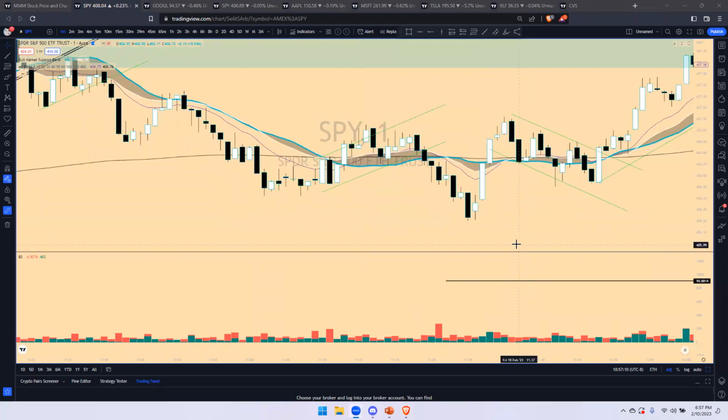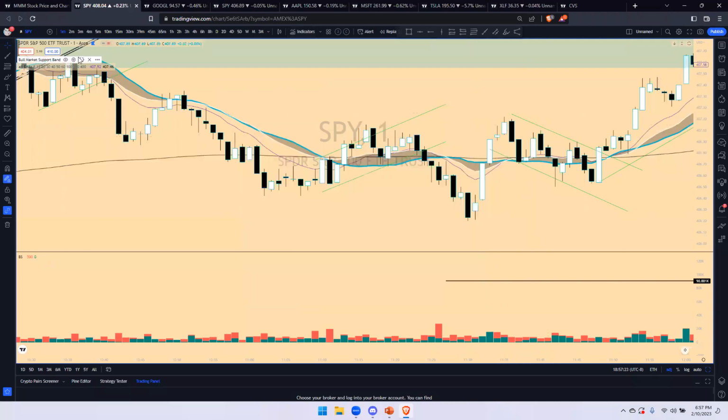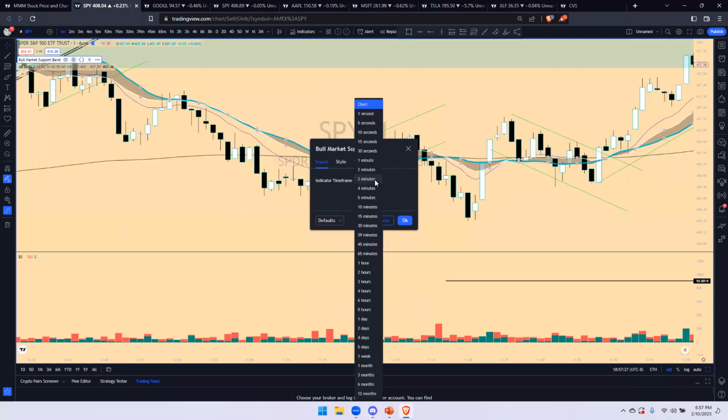It's the bull market support band here. If you guys want to write this one down or put it on your TradingView right now, it's this right here, the bull market support band. Once you grab it, put it on your chart, you're going to want to go into the inputs. It's going to start off on the weekly. Just put it to the chart.